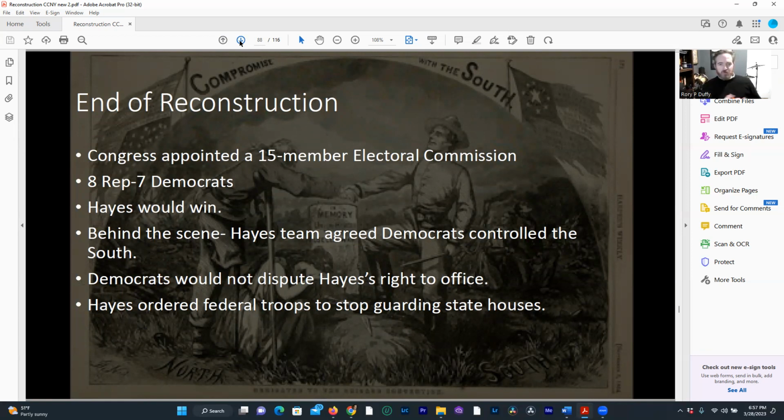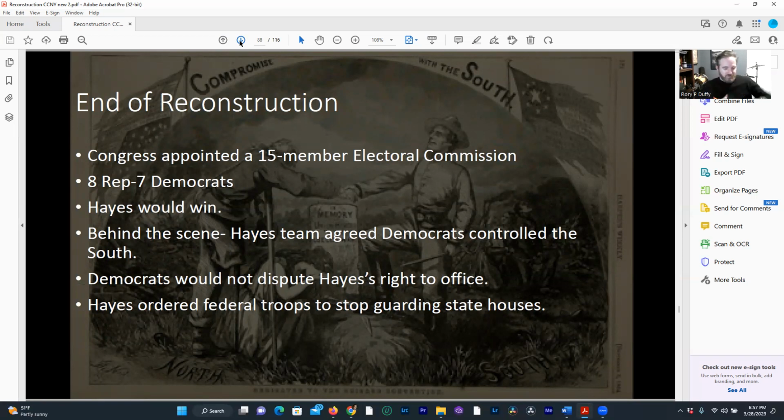And we see, for the Republicans to maintain the executive office of the government, Congress would appoint a 15-member electoral commission, 8 Republicans, 7 Democrats, right? Hayes is going to win by 1 vote in this electoral commission because the Republicans have 1 more vote. Behind the scenes, Hayes agrees Democrats would control the South. Democrats would not dispute in return Hayes's right to office.